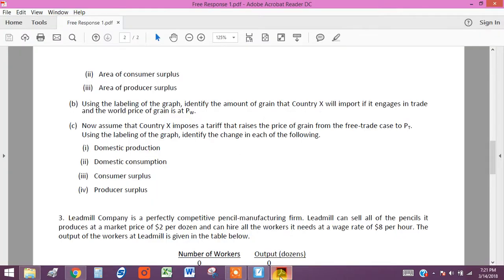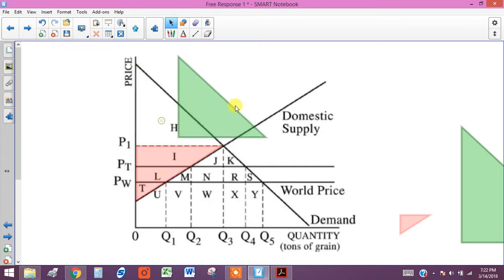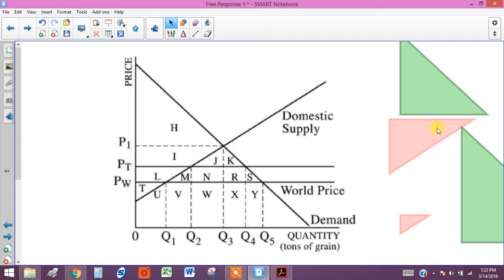All right, what's next? So now we need to look at part B, and we want to use the labeling of the graph, and we want to identify the amount of grain that country X will import if it engages in trade. So how much are they going to import if they engage in trade and the world price of grain drops down to PW? Okay, so let's go back to our drawing here, and let's just move this out so we don't get confused. So we're saying that we're dropping the price from P1 down to PW, and we're going to engage in trade with the world at the world price.